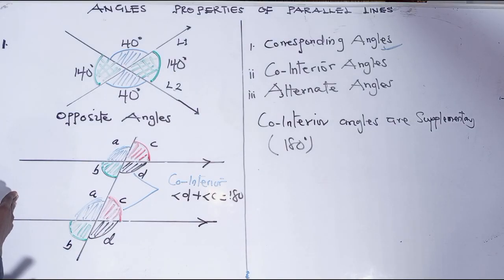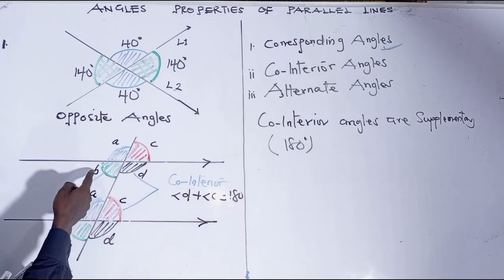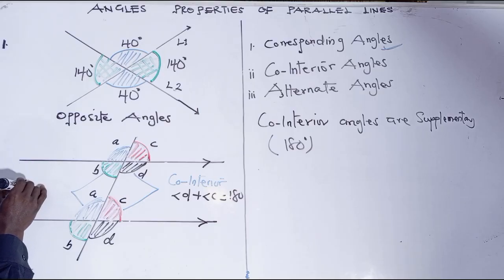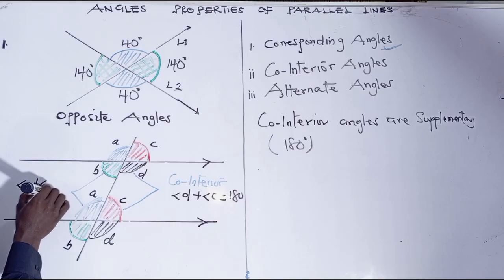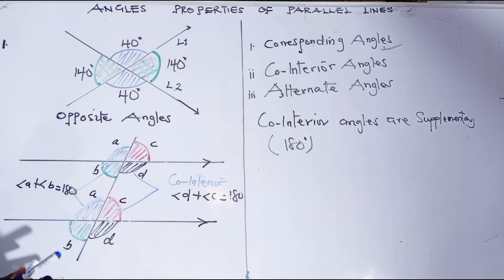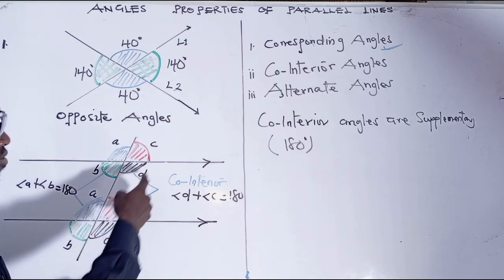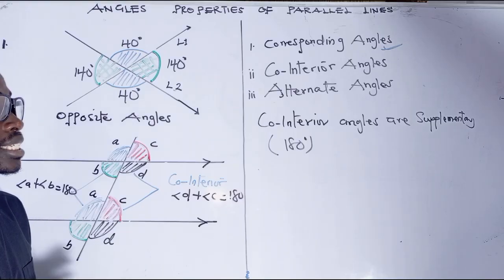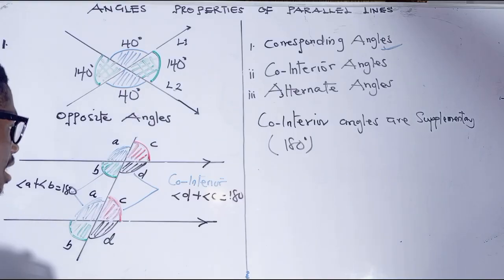Now when we move on to the left hand side of the transversal line, we have two angles in between the two parallel lines. And when we add these two, we should get what? 180. So angle A plus angle B should give us what? 180 degrees, because they are also co-interior angles. So co-interior angles are the angles formed between the two parallel lines. And when we add them, it should give us 180 degrees. Very, very easy and simple.